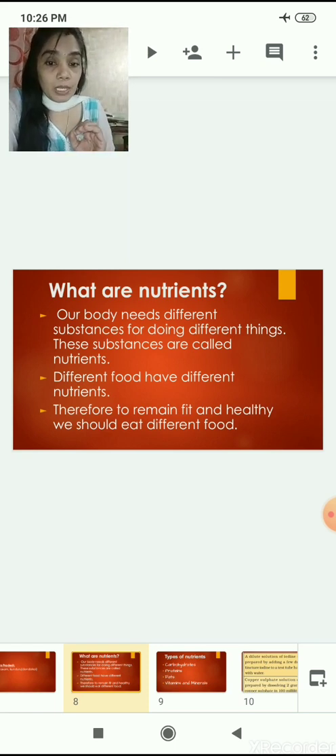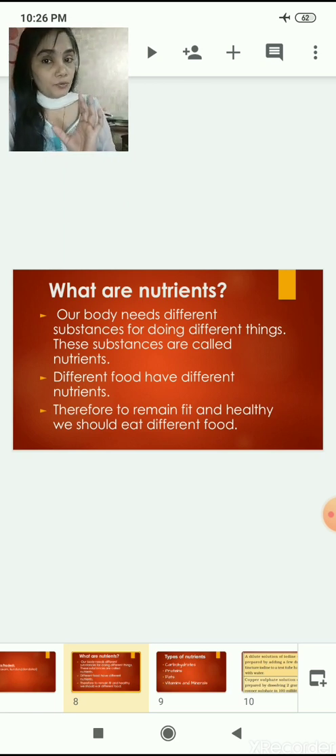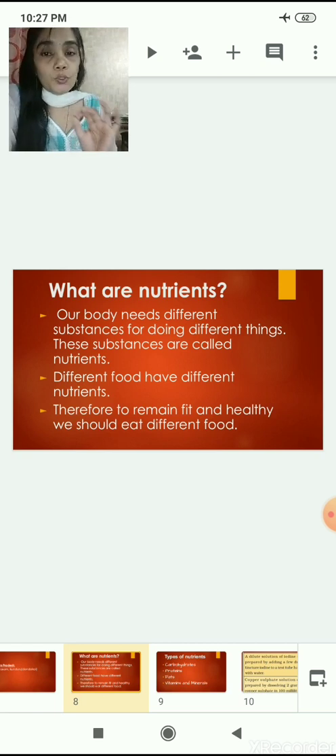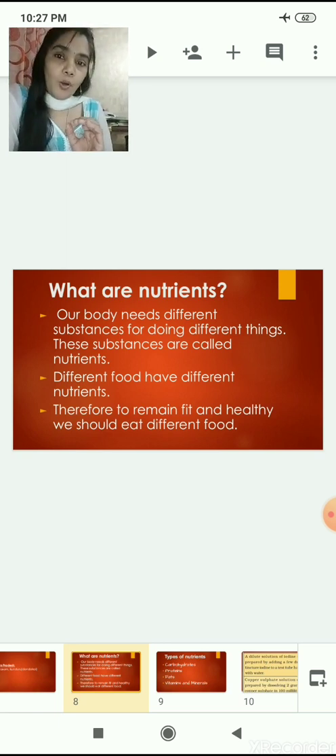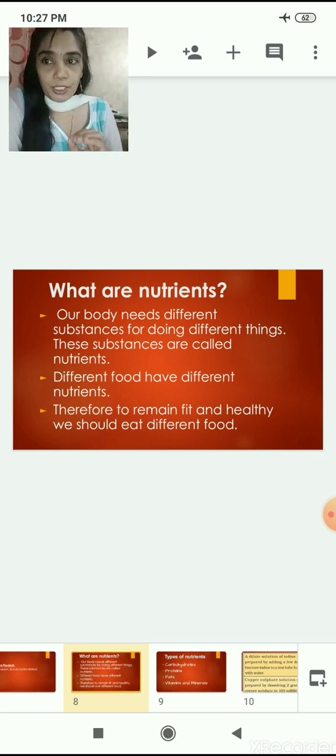Therefore, to remain fit and healthy, you should eat all different kinds of food. You should never say no to any kind of food. So, whatever your mom is preparing, you should have without hesitating. Understood, children? All right. Now, let's proceed.